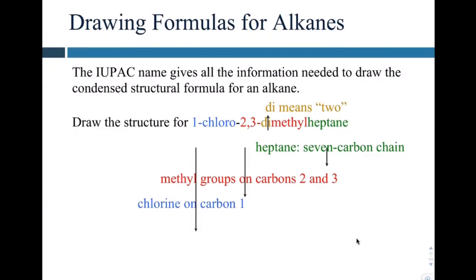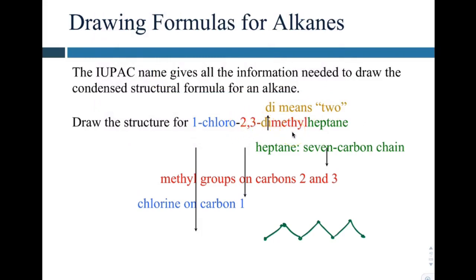And so when you're drawing structures given the names, think about it like a puzzle you're trying to solve. So we'll start at the end. We've got ane, which means we have all single bonds. We have hept, which means we have a 7 carbon chain in our longest chain. And so let's draw that. So I've got 7 carbons, 1, 2, 3, 4, 5, 6, 7 in my longest chain. Okay, counting ends and bends. And then I have some methyl action. Now, di means 2, so I have 2 methyls. Where are they? Carbon 2 and carbon 3.